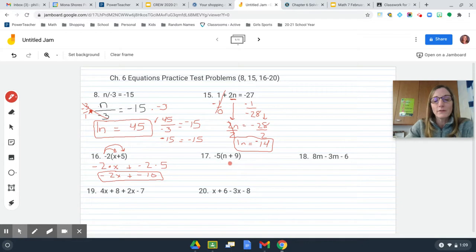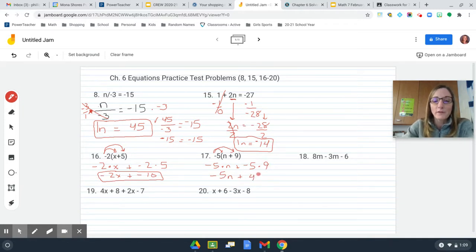Negative 5 times n plus 9. So I need to distribute that negative 5 to both values inside the parentheses. This becomes negative 5 times n plus negative 5 times 9. Okay, negative 5 times n is negative 5n, plus negative 5 times 9.